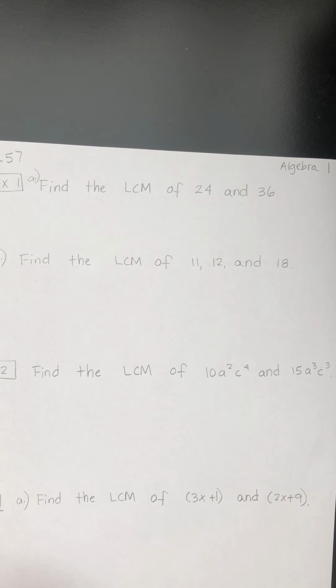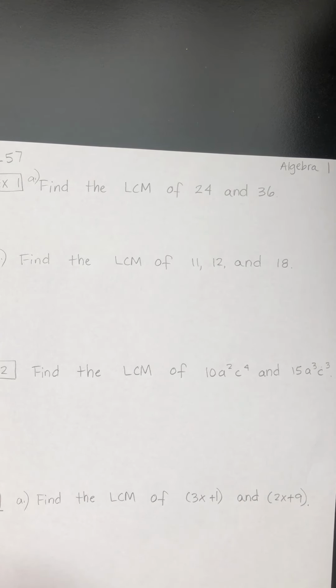So we have A times A times A, or basically A cubed, C times C times C times C, or C to the 4th. To find the least common multiple, 2 times 3 is 6, 6 times 5 is 30. We have 3 A's, so it's going to be A cubed, and 4 C's is going to be C to the 4th. That's our least common multiple.